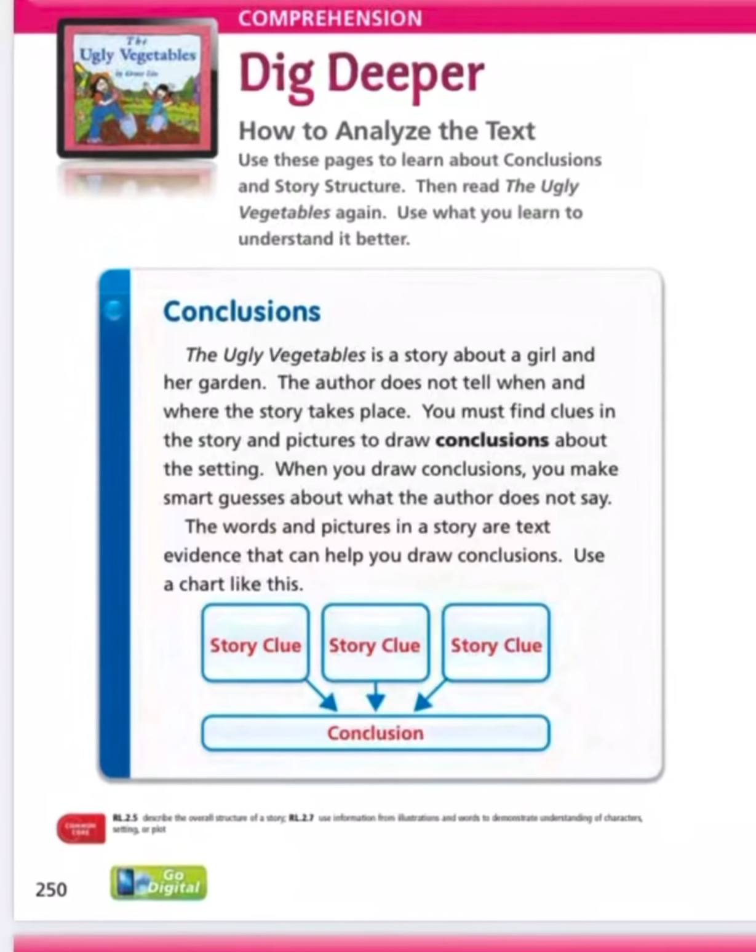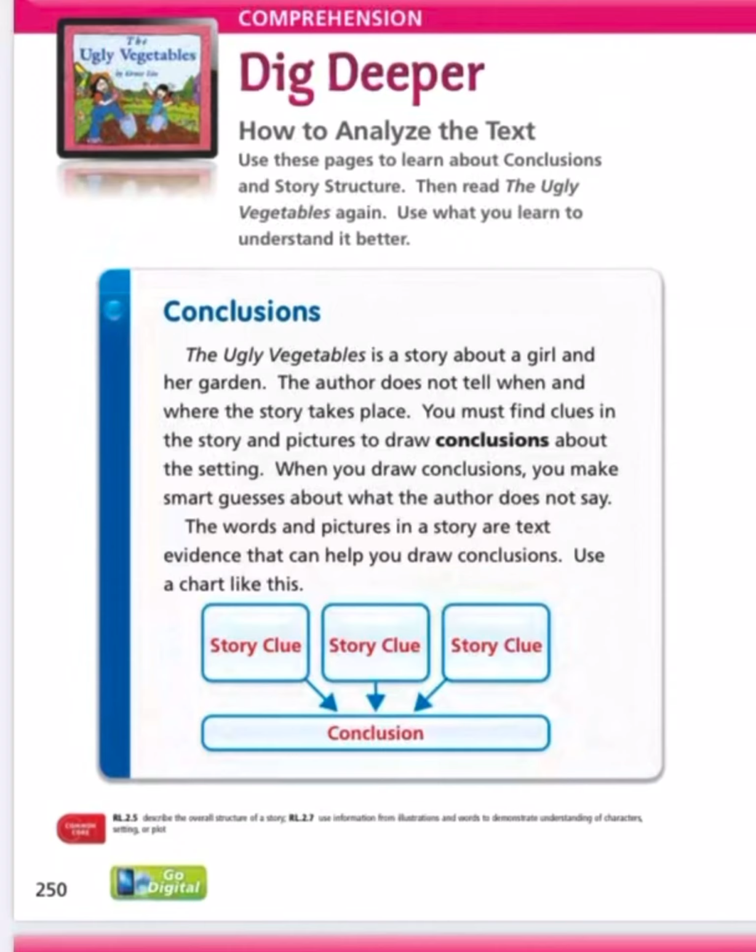Lesson 7 Comprehension. How to analyze the text. Use these pages to learn about conclusions and story structure. Then read The Ugly Vegetables again. Use what you learned to understand it better.